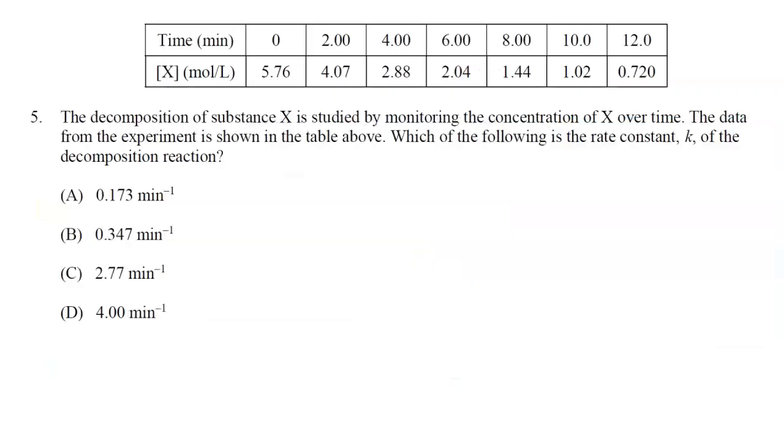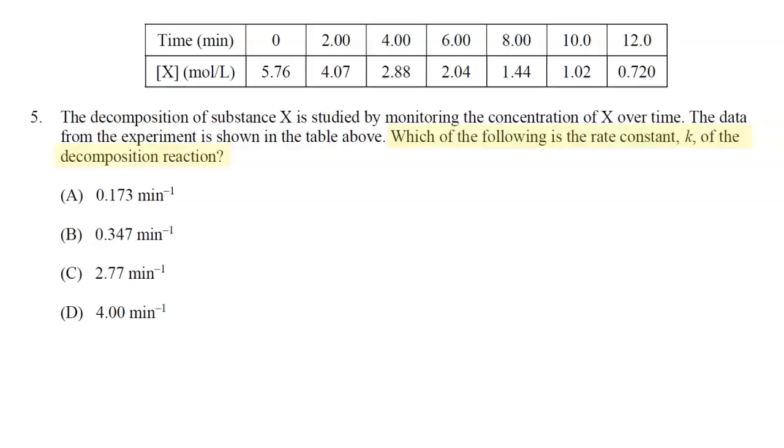Now let's take a look at question 5. In question 5, we are given a data table with values for time in minutes and values for the concentration of substance X in units of moles per liter. So in question 5, it says, the decomposition of substance X is studied by monitoring the concentration of X over time. The data from the experiment is shown in the table above. Which of the following is the rate constant K of the decomposition reaction?